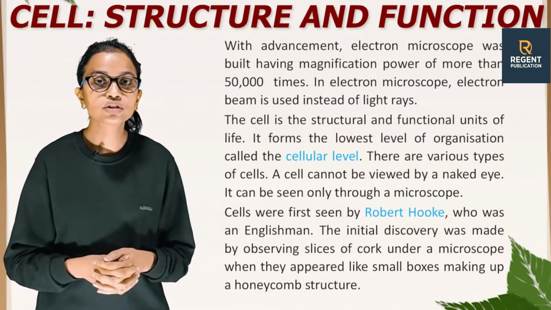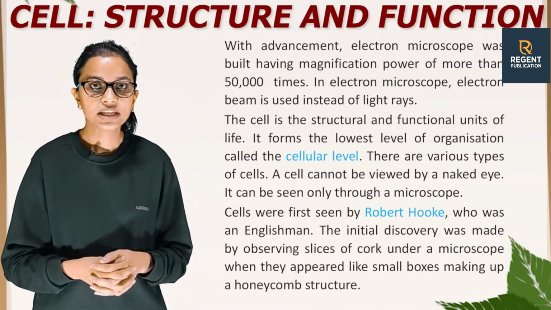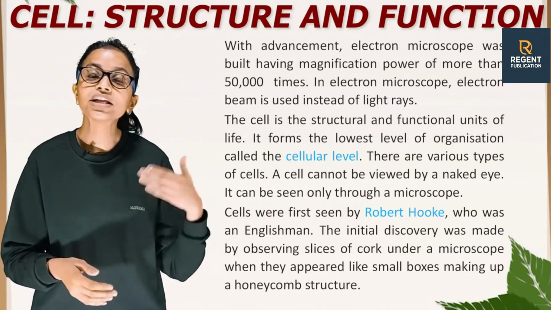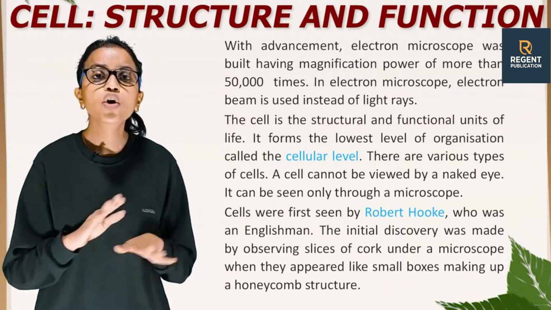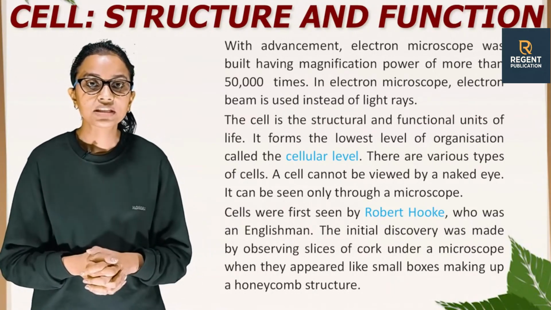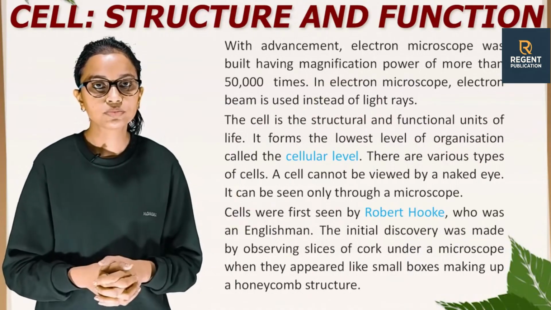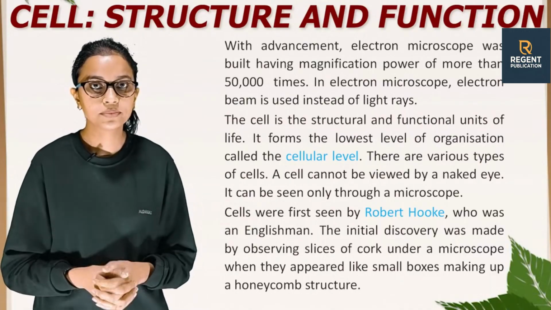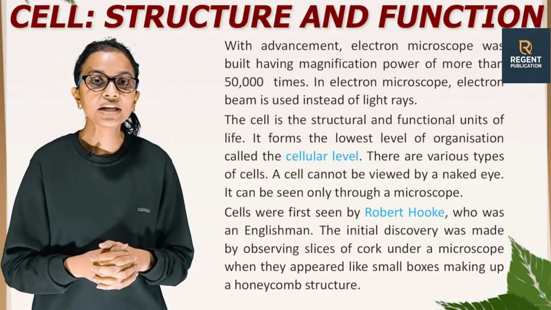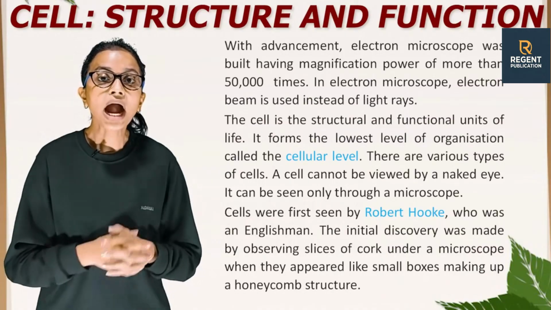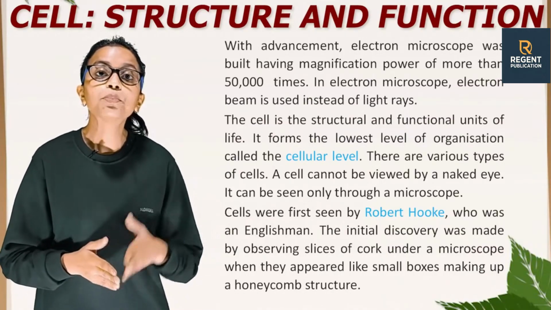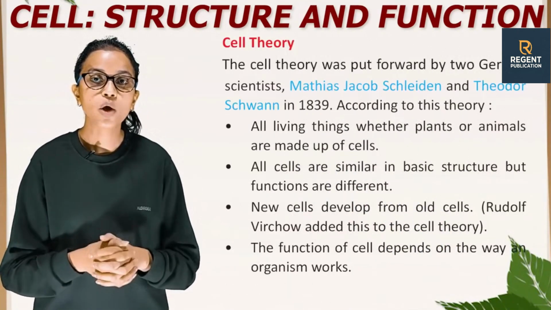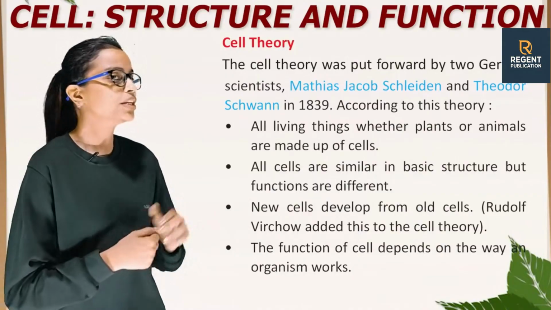The cell is the structural and functional unit of life. It forms the lowest level of organization called the cellular level. There are various types of cell. A cell cannot be viewed by a naked eye. It can be seen only through a microscope. Cells were first seen by Robert Hooke, who was an Englishman. The initial discovery was made by observing slices of cork under a microscope, when they appeared like small boxes making up a honeycomb structure.